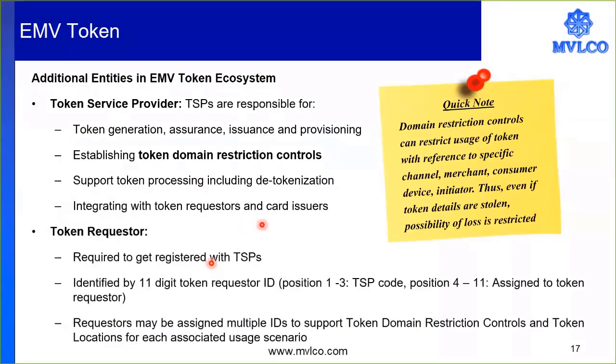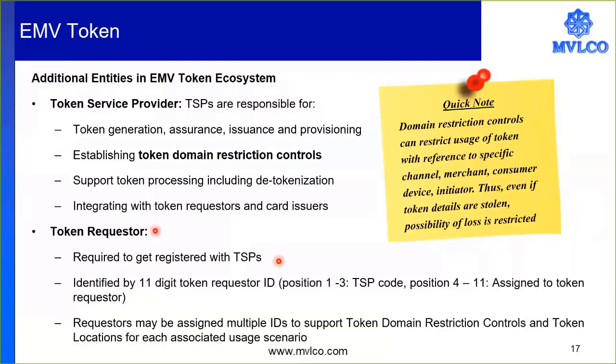Then the additional entity, one more additional entity that we are going to have is a token requester. So somebody who actually needs to request a token. At this point of time, let me tell you that this token requester is not the card holder. It is going to be somebody like, say, Apple Pay or Google Wallet, who is going to request a token on behalf of your card holder.